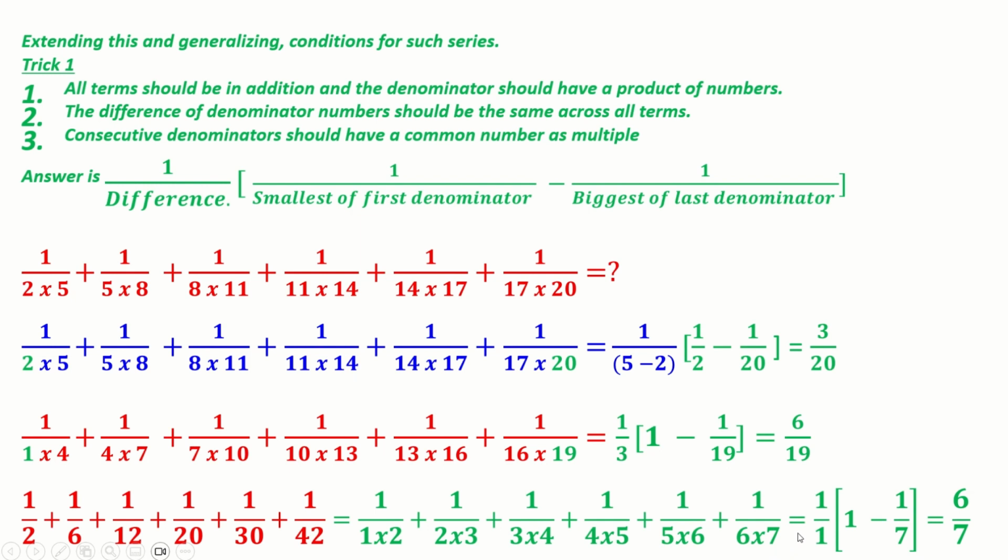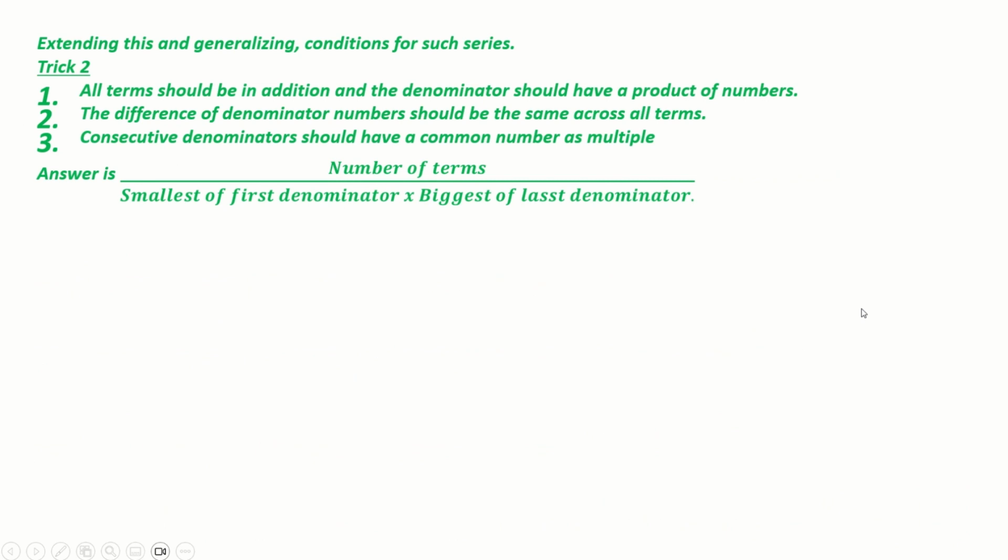The difference is 1. So 1 by 1 into first term is 1 minus last is 1 by 7. So 1 minus 1 by 7. This is nothing but 6 by 7. So this is how you will solve these problems with trick 1. And trick 2 is more simple but very specific to series where the denominator has a product of two numbers.